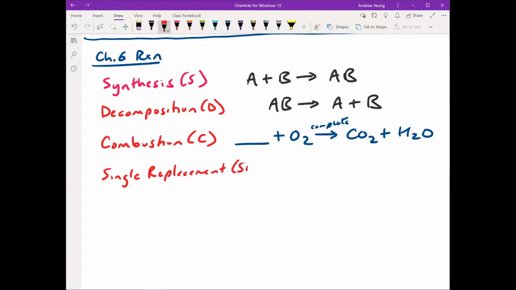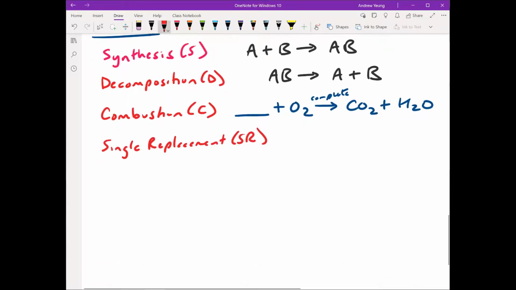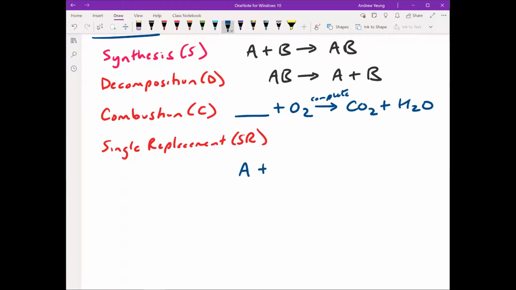Single replacement here, let's just do SR. For a single replacement, as the name suggests, we have one person that's by itself, and we have one person that's coupled up. Depending on whether the person by themselves is metal or non-metal, it's always going to be, let's say in this case, metal fighting the metal for the compound. Or if it's a non-metal, A would fight with C. If the reaction happens, the metal replaces B, we're going to end up with new compound A and C, and poor old B gets kicked off.